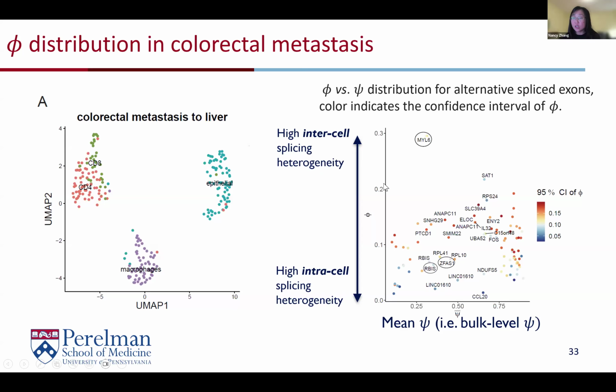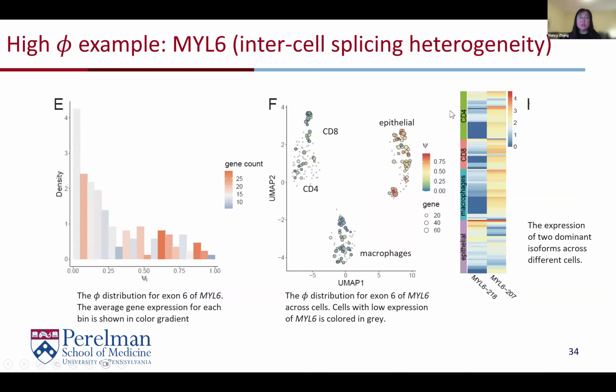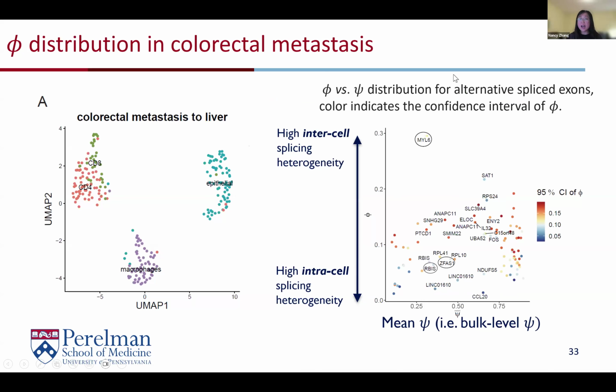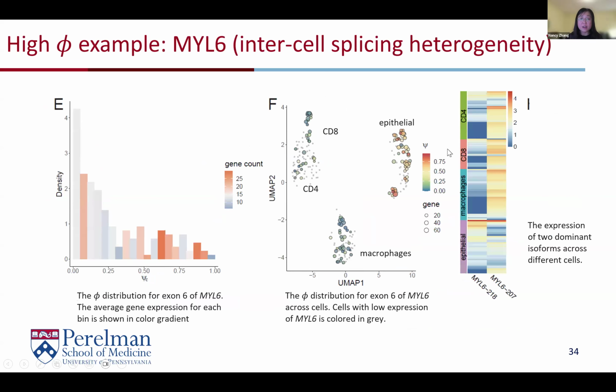If the phi is high, that means there's high intercell splicing heterogeneity. If phi is low, there's high intracell splicing heterogeneity. So here, let's look at this MyL6 gene. Remember, this has a high phi, so it has high intercell heterogeneity. Here is what the estimated psi looks like across cells. And here is the UMAP of how the psi is distributed across cells.